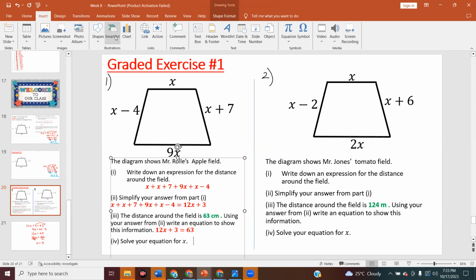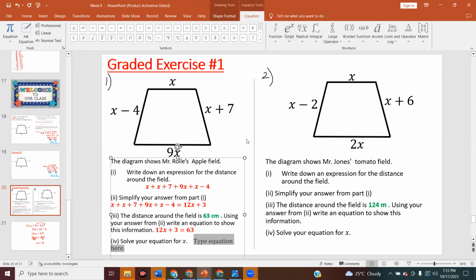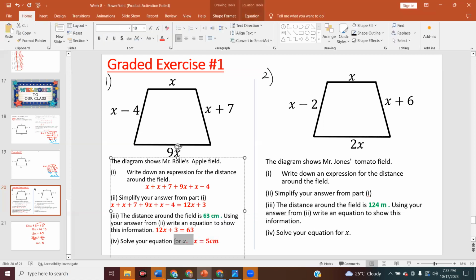Never mind. You got it? All right. And it's technically 5 centimeters if you want to be technical, because they did say 63 is in centimeters. So x is equal to 5 centimeters. Now, how many persons got that? That's the question. I got that. I got it.